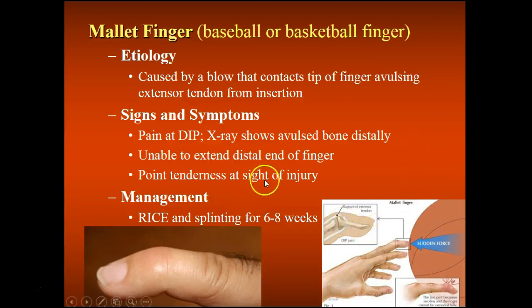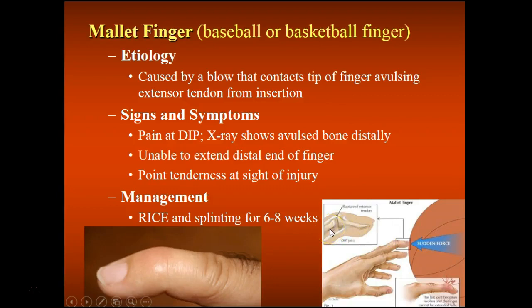So your signs and symptoms are going to be tenderness to palpation and pain at both the distal interphalangeal joint and also the distal phalanx. And we're going to send that patient for x-rays because, number one, they're going to be swollen. They're going to be tender to palpation. So we really want to rule out an avulsion fracture or a fracture of the distal phalanx. And then once we do that, we can confirm that mallet finger exists.